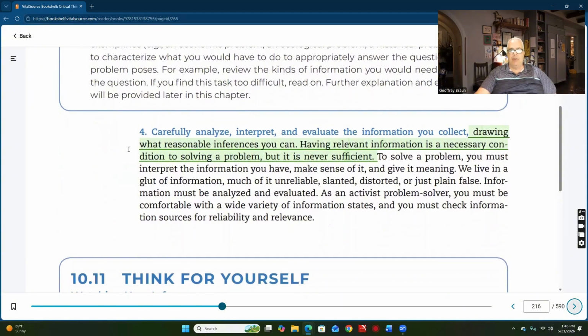Carefully analyze, interpret, and evaluate the information you collect, drawing what reasonable inferences you can. Having relevant information is a necessary condition to solving a problem, but it is never sufficient. True.